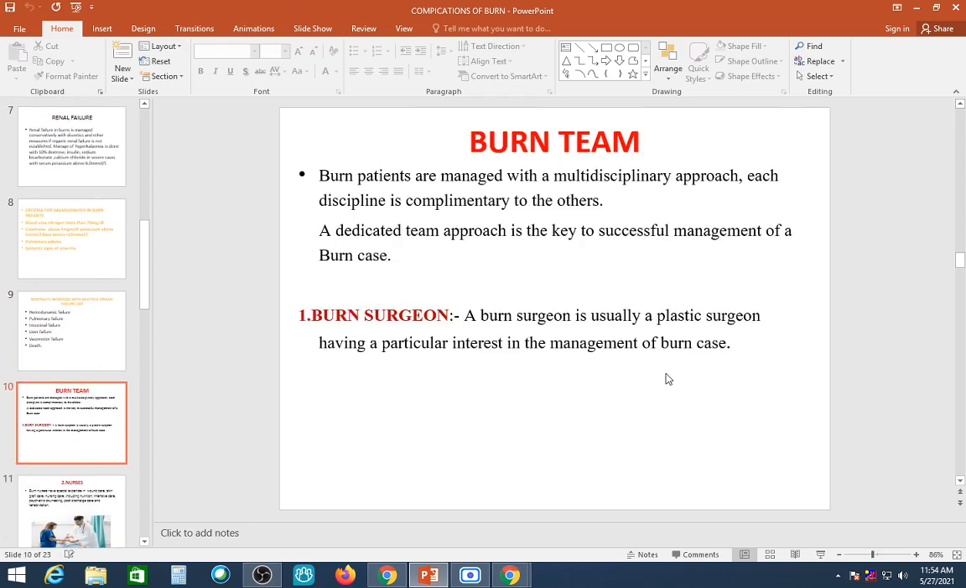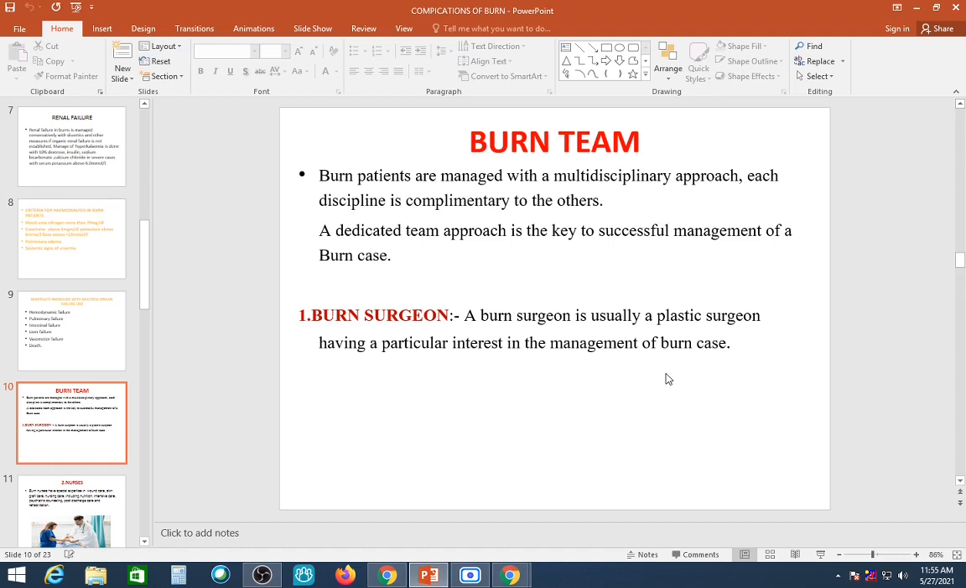Yes, ma'am. Now we all know the complications of burn. When the patient reaches the hospital in a very serious condition, we want to protect them from complications. That means the burn team has to tackle the case, and all the necessary action has to be taken by the burn team. So who are the burn team? Let's see now. Burn patients are managed with a multidisciplinary approach. Each discipline is complementary to the others, and a dedicated team approach leads to successful management of the burn case.